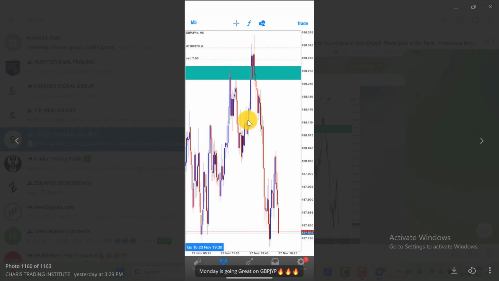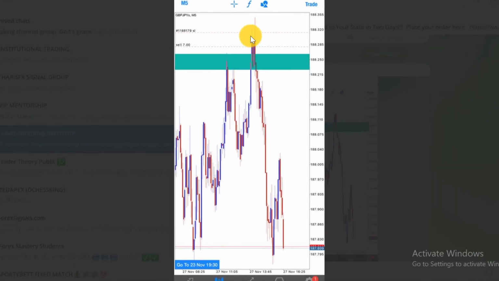So you can see that trade, GBPJPY. You can see that GBPJPY immediately price traded into that level.